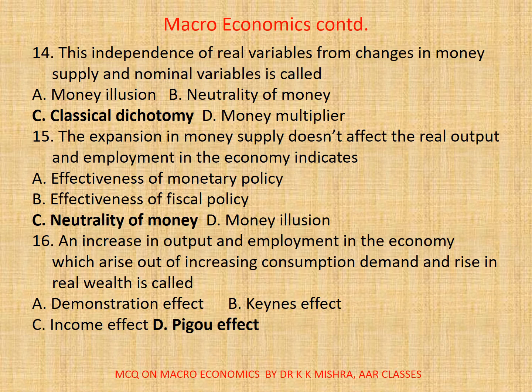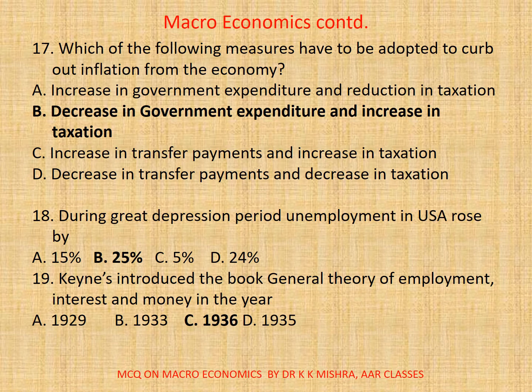An increase in output and employment in the economy which arise out of increasing consumption demand and rise in real wealth is called A. Demonstration effect, B. Keynes effect, C. Income effect, D. Pigou effect. The correct option is D. Pigou effect. 17. Which of the following measures have to be adopted to curb out inflation from the economy?